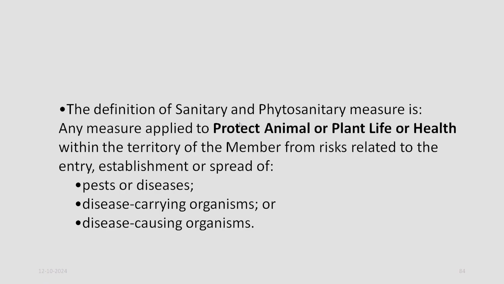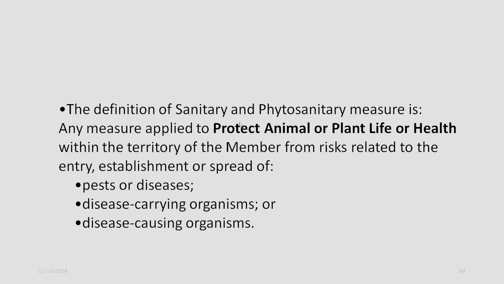The definition of a sanitary and phytosanitary measure is any measure applied to protect animal or plant life or health within the territory of the member from risks related to the entry, establishment, or spread of pests, or disease carrying organisms, or disease causing organisms. So what do we mean by a sanitary and phytosanitary measure?